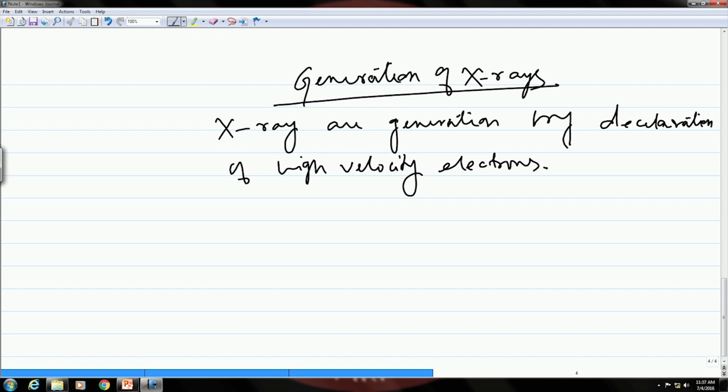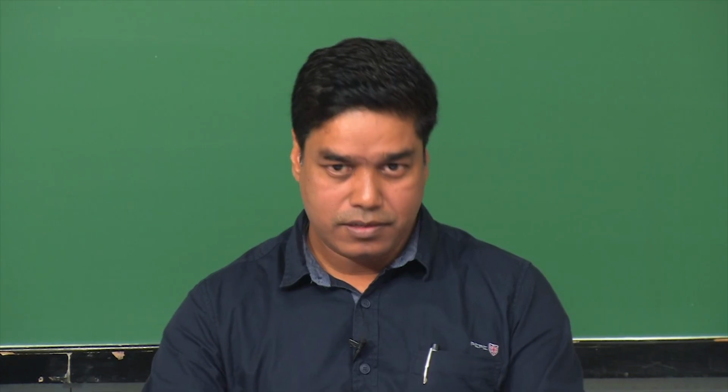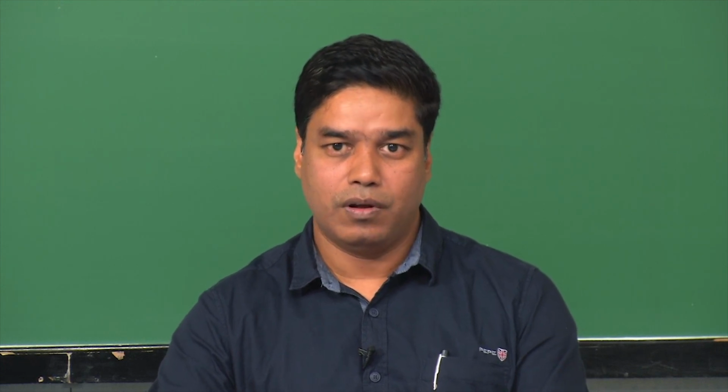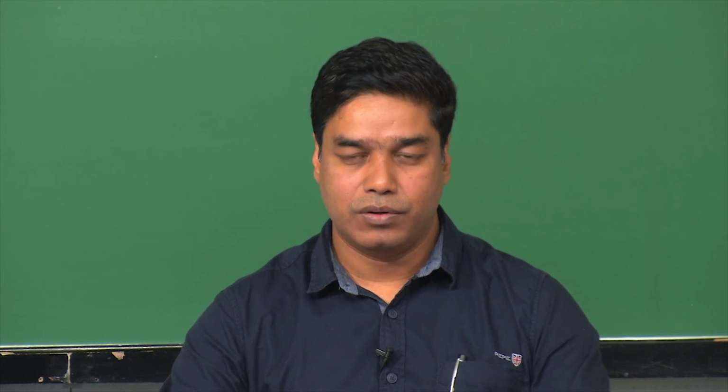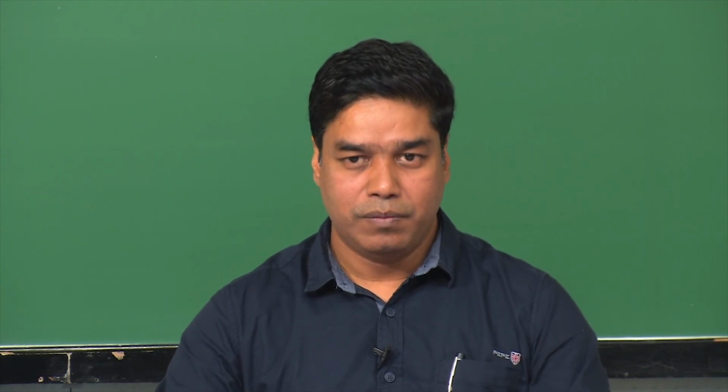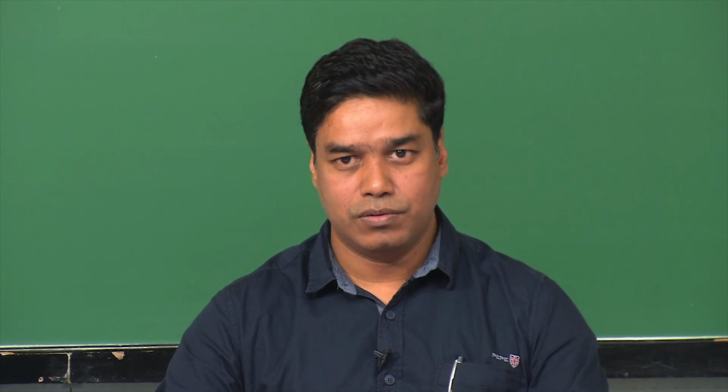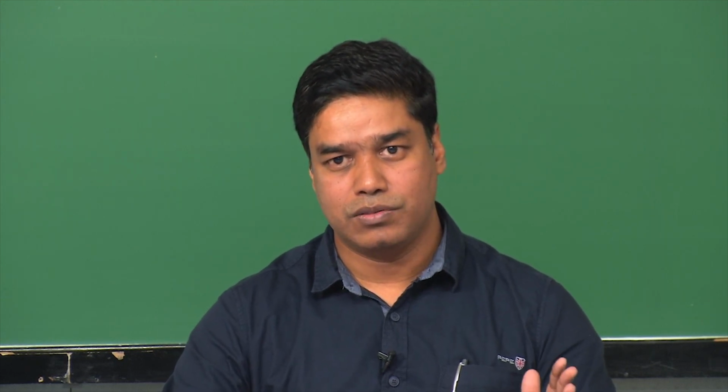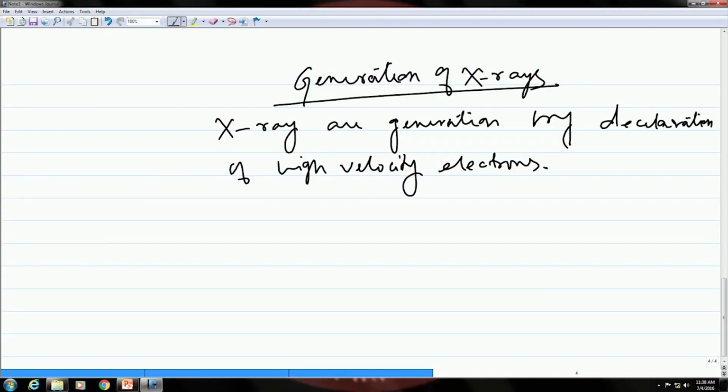So, that means you need a source of electrons first, and then you need to accelerate them to very high velocities, and when you stop them on the other end, this kinetic energy which is provided to the electrons will be converted to X-rays. Okay. So, that means you need two things: one is to generate the electrons and the other is to stop the electrons.